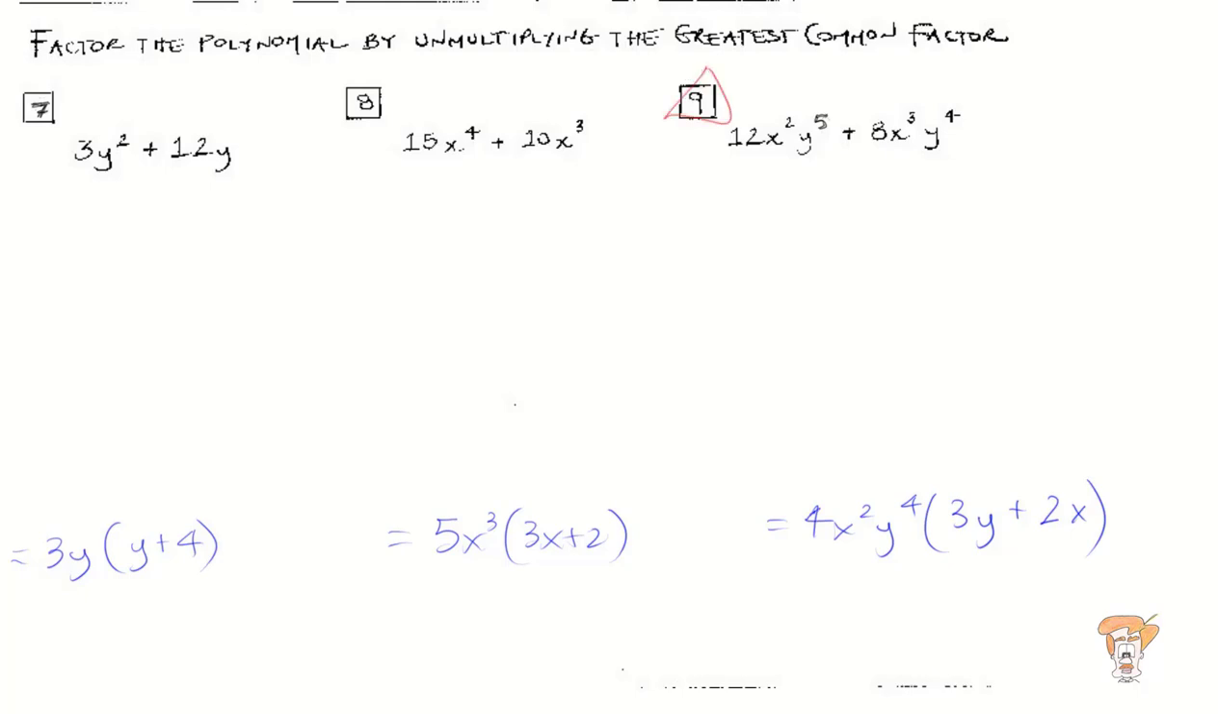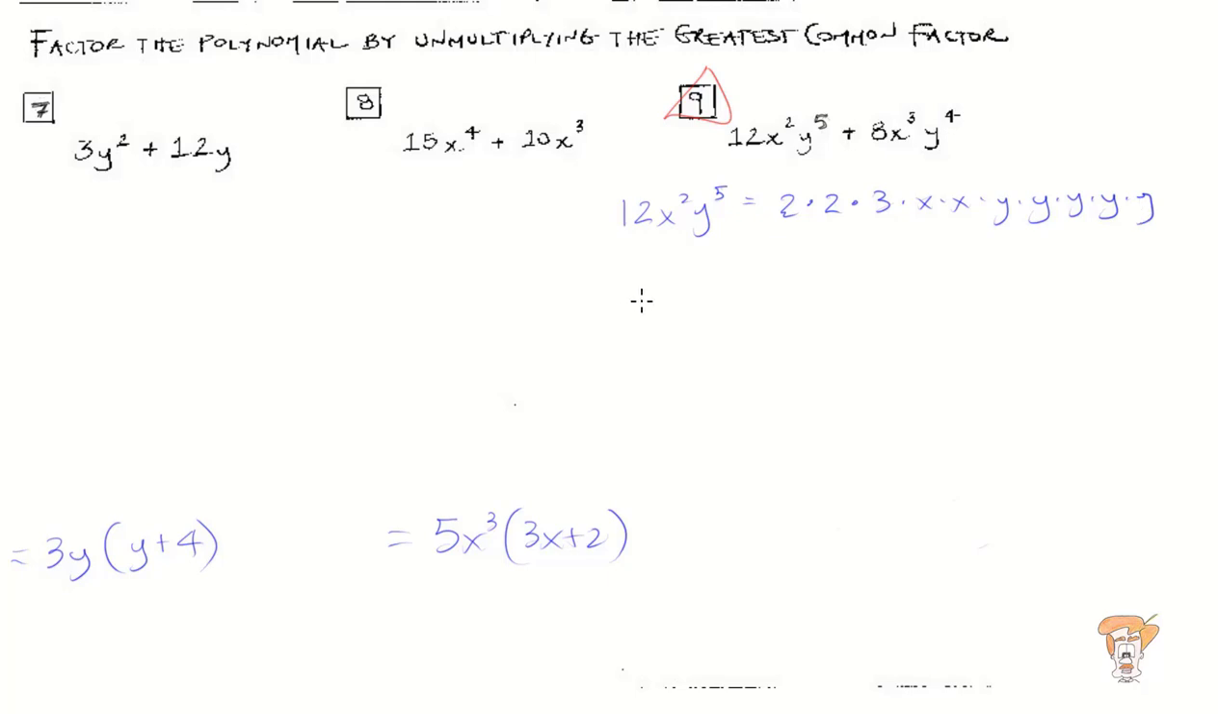In order to determine the greatest common factor, we need to determine the factors of each of those monomials. So let's determine the factors of each of those monomials. For the monomial 12x squared y to the fifth, the factors are 2 times 2 times 3 times x times x times y times y times y times y times y.